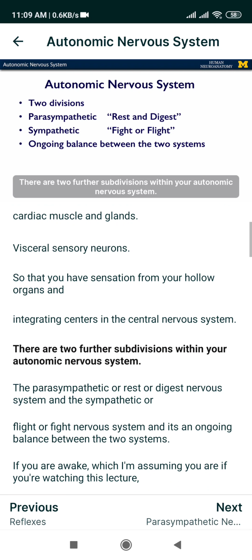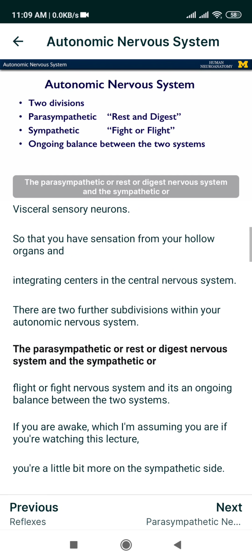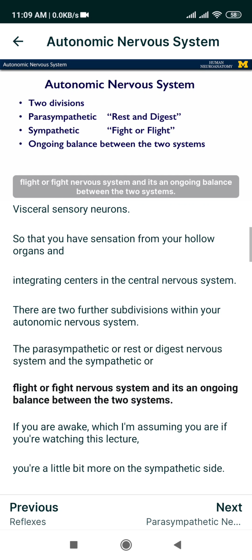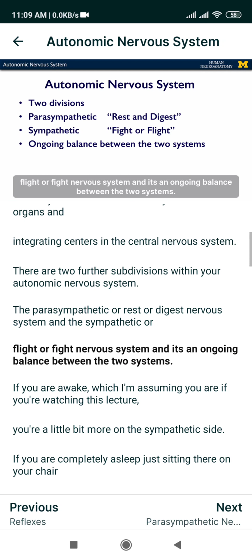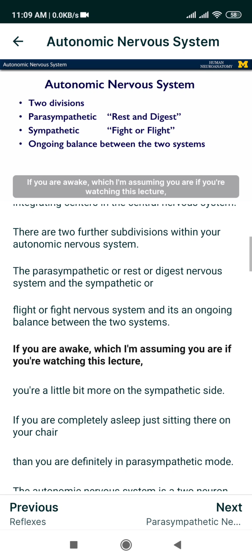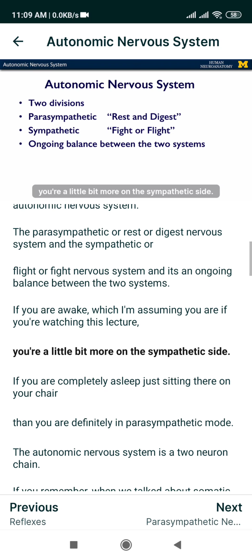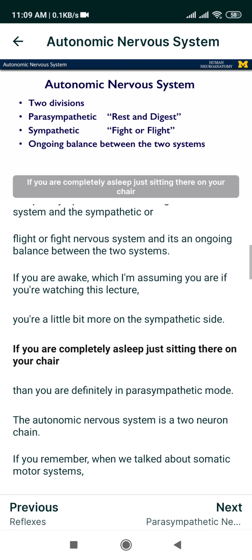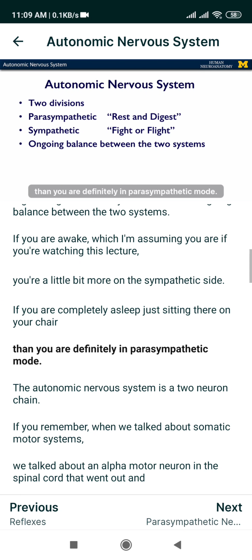There are two further subdivisions within your autonomic nervous system: the parasympathetic, or rest and digest, nervous system, and the sympathetic, or fight or flight, nervous system. And it's an ongoing balance between the two systems. If you're awake, which I'm assuming you are if you're watching this lecture, you're a little bit more on the sympathetic side. If you're completely asleep, just sitting there in your chair, then you're definitely in parasympathetic mode.